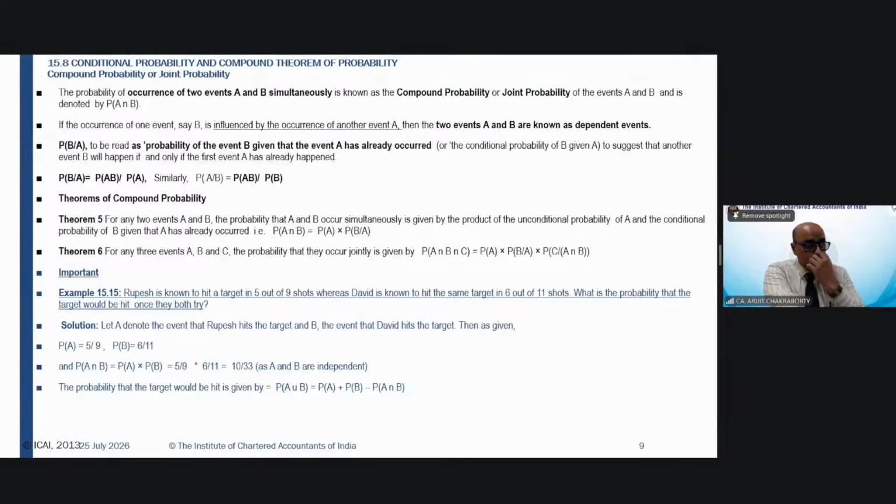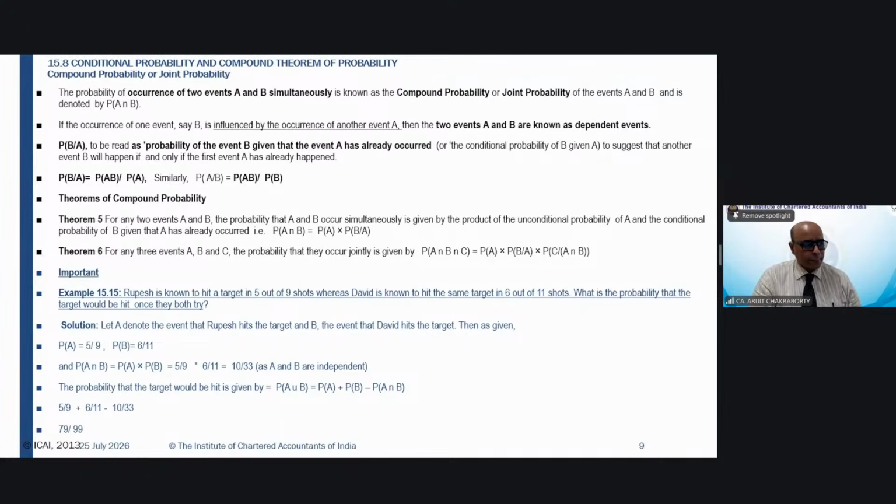Now here you can see the probability of A, that is Rupesh hitting the target, is 5 by 9, and the probability of event B, that is David hitting the target, is 6 by 11. Now here, probability of A intersection B, that means the probability of hitting the target jointly, is given as what? The question is saying, what is the probability that the target would be hit once they both try?